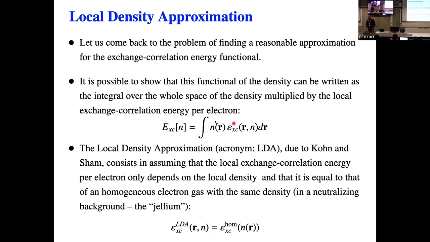And this density of exchange correlation depends on the position, but it depends also on the density everywhere, okay? And so they made the approximation that, let's assume that this exchange energy per electron depends only on the density at the point that I'm considering, not on the density everywhere. And furthermore, let's say that it's equal to that of a homogeneous electron gas with the same density. So in the LDA, it depends on r and n just at the position r, and they take it to be the one of the homogeneous electron gas.